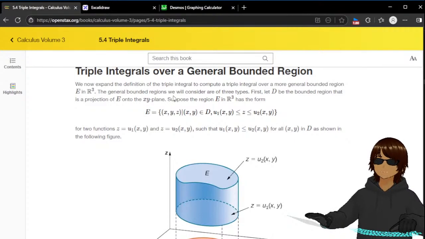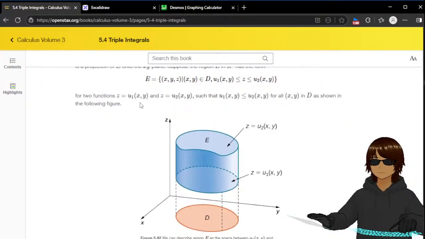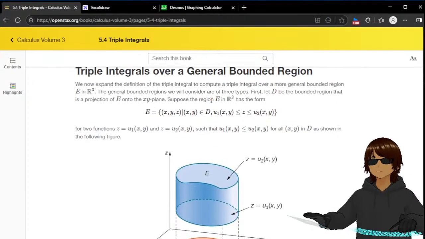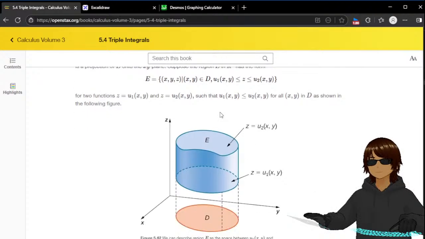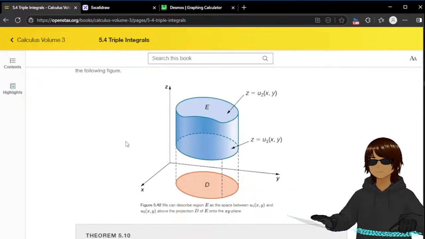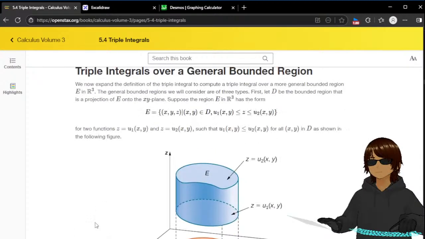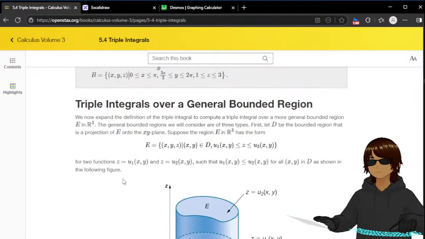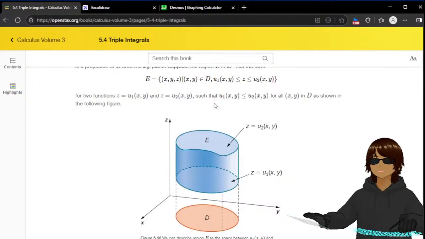First, let D be the bounded region that is a projection of E onto the xy plane. Suppose the region E in R cubed has the form E is (x, y, z), with (x, y) in D, for two functions z, u1 and u2, such that u1 is less than u2 for all x, y in D, as shown in the following figure.